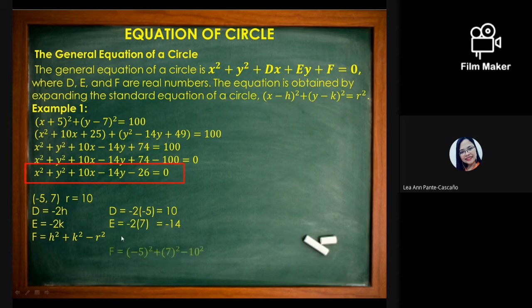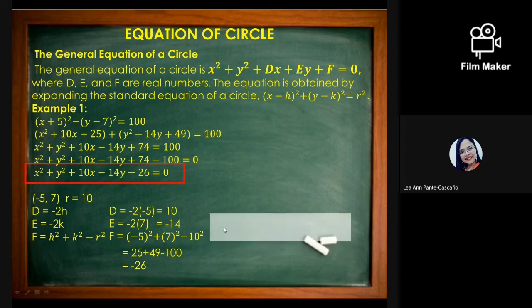For F naman, negative 5 squared, kasi siya ay negative. Ang k naman natin is 7. So, 7 squared. Ang radius naman natin is 10. So, that is now 10 squared. Simplify lang, 5 squared is 25, plus 7 squared is 49, minus 100. 10 squared is 100. Simplify, the answer is negative 26. So, meron ka ng D, meron ka ng E, meron ka ng F.